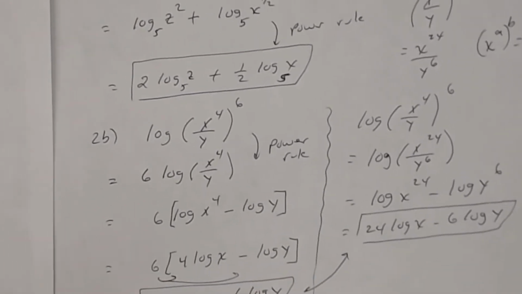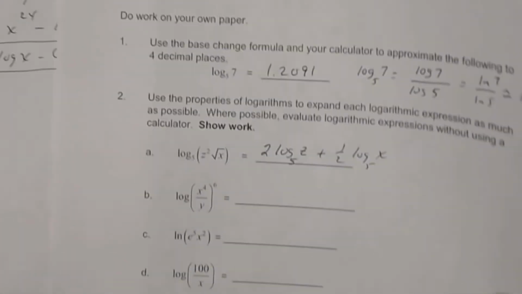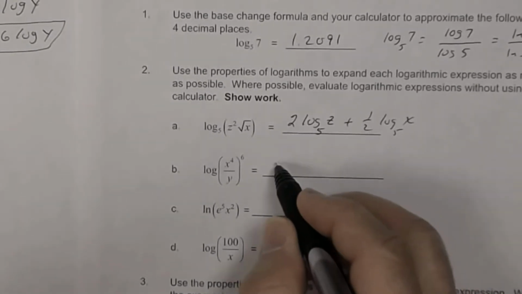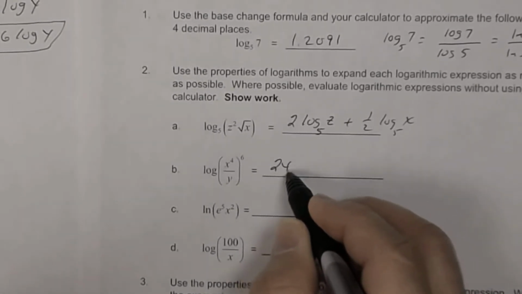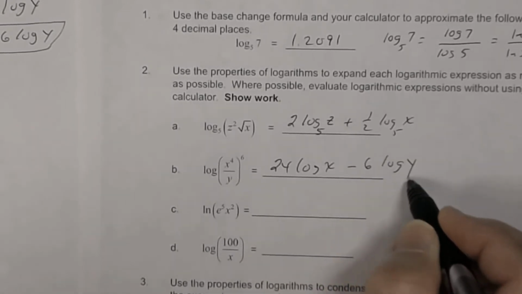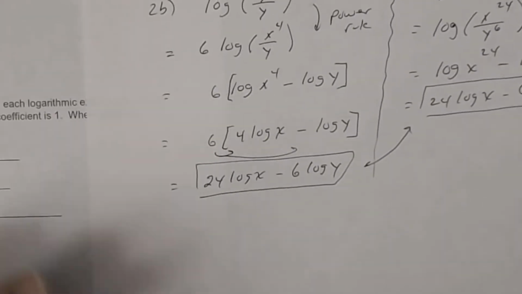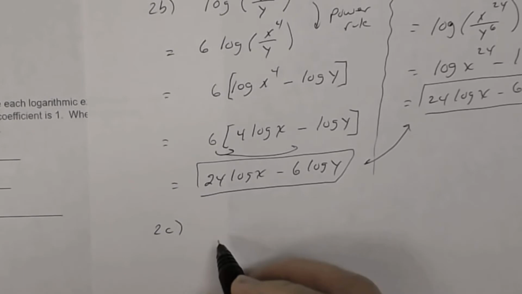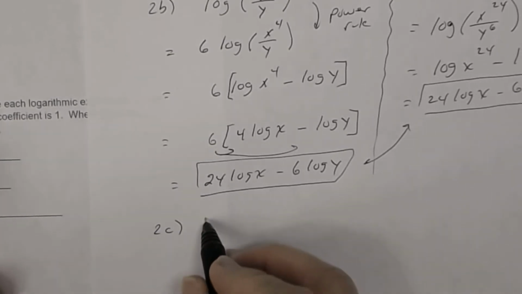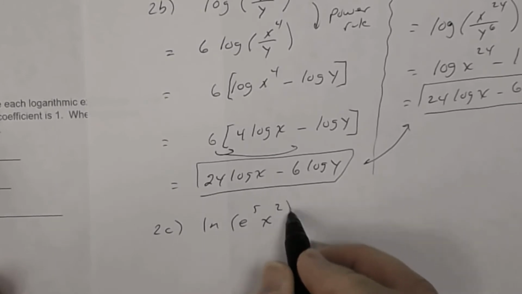Okay. All right, so it's 2b. So the answer for 2b is 24 log of x minus 6 log of y. Okay, now 2c you have this. So in 2c you have the natural log of e to the 5th times x squared.